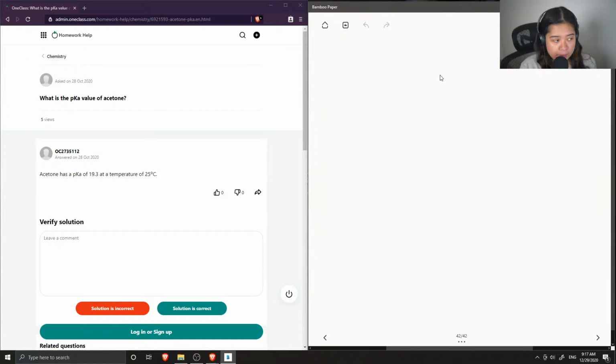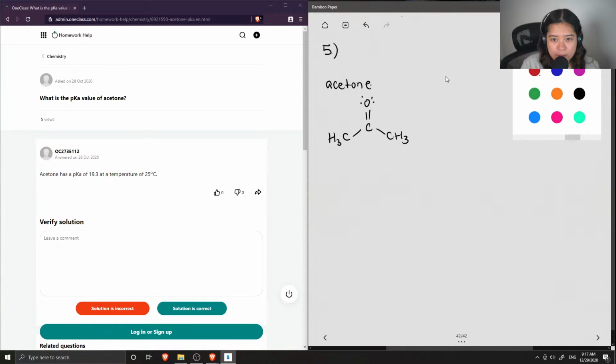Okay, so question number 5. What is the pKa value of acetone? Okay, so I'll show the structure of acetone. So this is the structure of acetone.